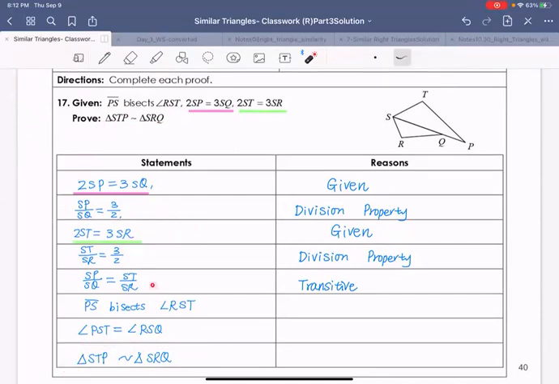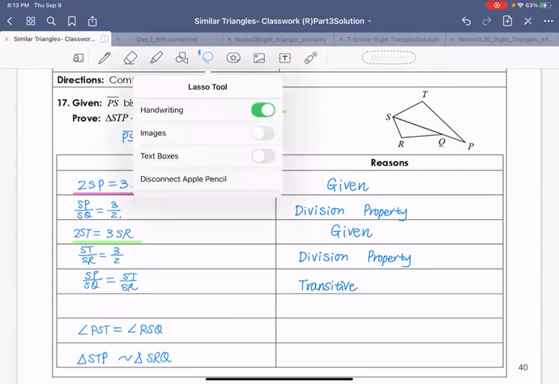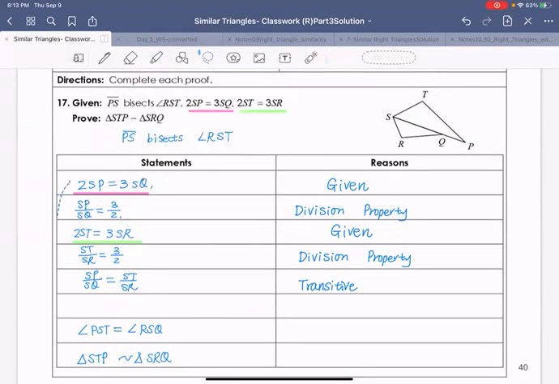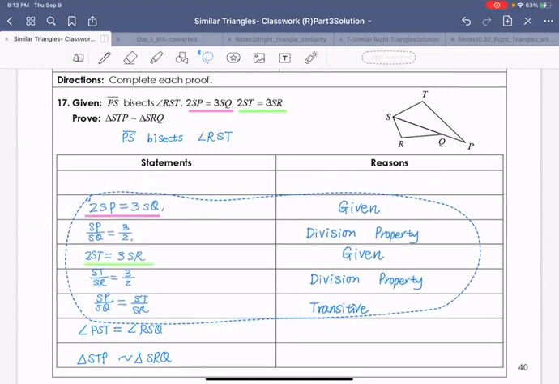Remember here, we already proved SP. Would you have started with PS bisects RST? Yeah, we can also do that way. Doesn't matter. You can also switch the order, actually. Okay, I'm going to take your suggestion. I'm going to do this, because this is not on real paper, so I can move things around. Actually, you gave a good suggestion. So I'm going to push down over here.